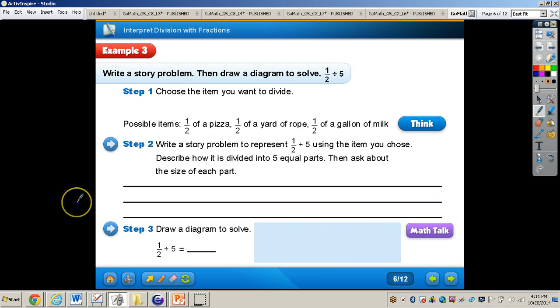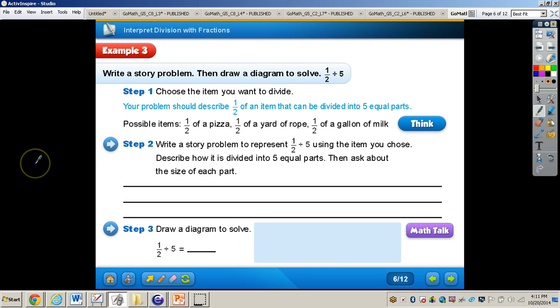pieces. Okay, I want you to work through this problem, and you're going to write a story problem, then draw a diagram to solve 1/2 divided by 5. Okay, so you want to choose the item that you want to divide, and it's important to know that your problem should describe 1/2 of an item that can be divided into 5 equal parts. Okay, for example, possible items: a half of a pizza, half of a yard of rope, half of a gallon of milk. So those are things that I do want you to think about.